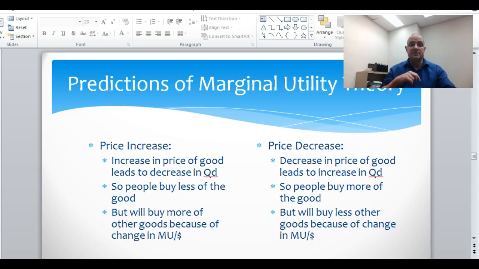Now, because of the substitution and the income effect, price goes up, you're going to buy less of that good. You're going to take that and spend more on the other, and substitute away, but you're also going to buy less because you have less money to spend. But for both of these reasons, with the marginal utility theory we discussed, your quantity demanded is going to go down, and this just reinforces what we talked about when we talked about demand, and specifically the law of demand.